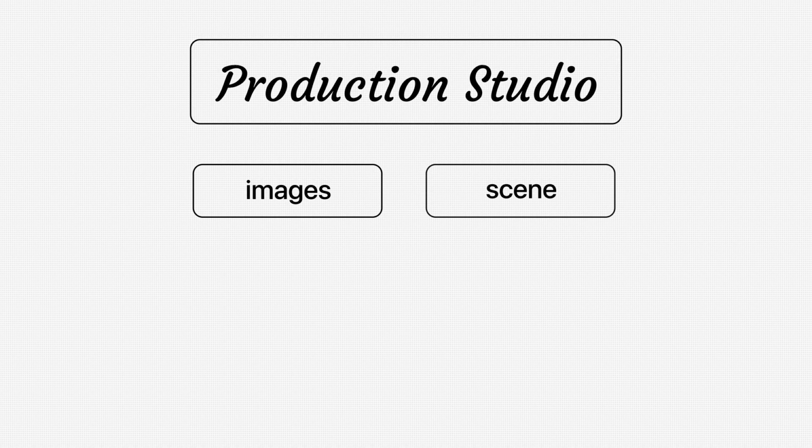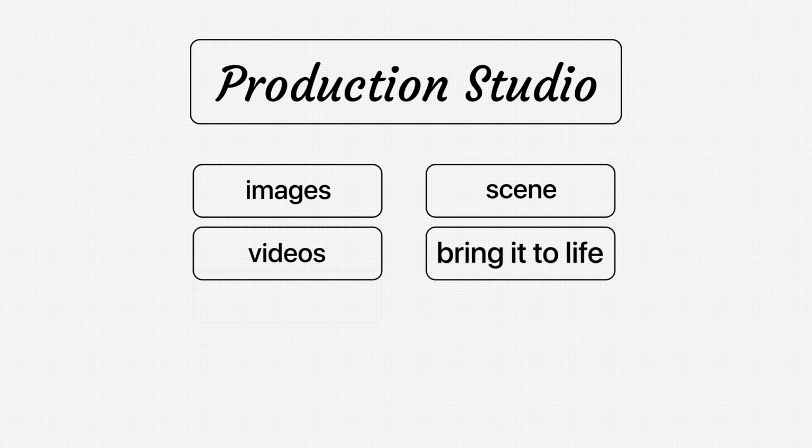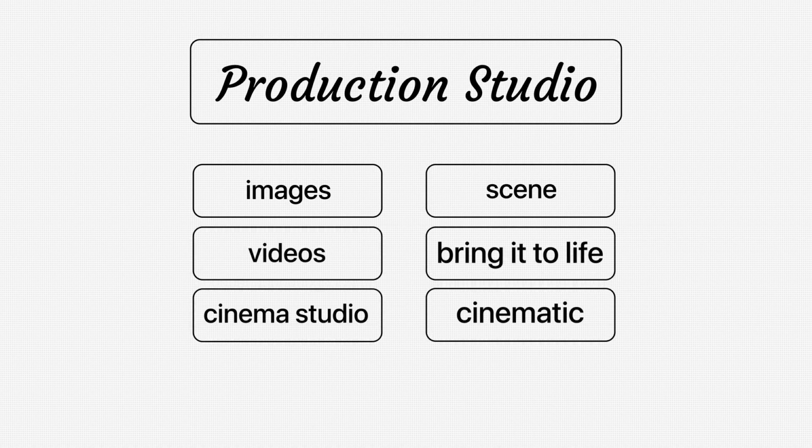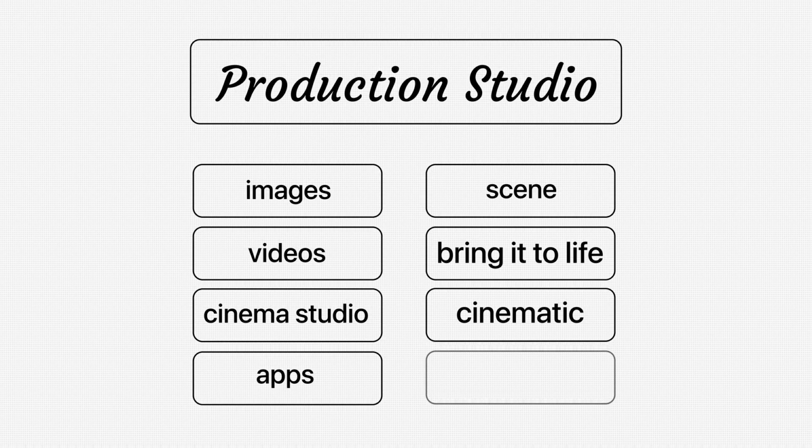Images is where you build your scene. Videos is where you bring it to life. Cinema studio is where things get cinematic. And apps are the power tools that make everything look professional.